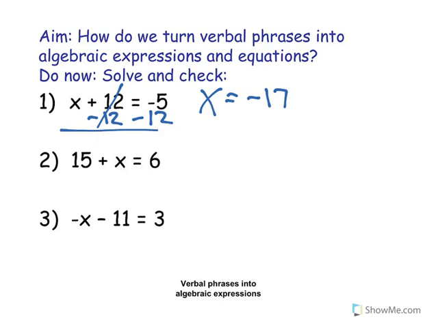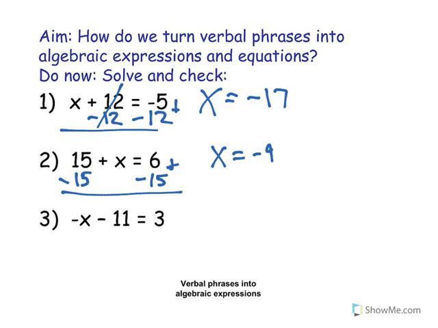And if we check it, and we will talk in detail when we get to that point about what it is to check an equation, negative 17 plus 12 is negative 5. And for the second one, we want to eliminate that 15, so we add its opposite on both sides. I should have added that here. So I get x is negative 9, because 15 plus negative 9 gets us positive 6.